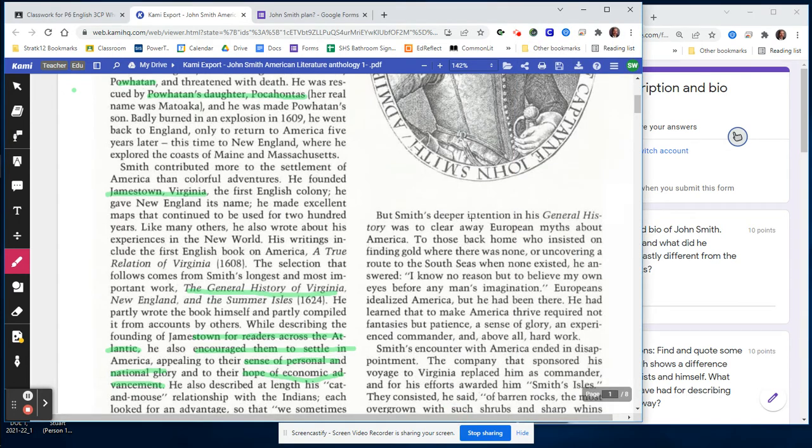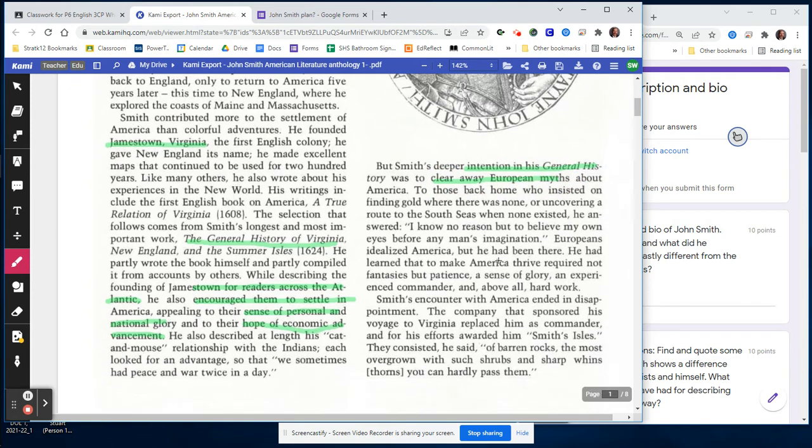But Smith's deeper intention in his general history was to clear away European myths about America to those back home who insisted on finding gold where there was none, or uncovering a route to the South Seas where none exist. He answered, I know no reason but to believe my own eyes before any man's imagination. Europeans idealized America, but he had been there. He had learned to make America thrive required not fantasies, but patience, a sense of glory, an experienced commander, and above all, hard work. Smith's encounter with America ended in disappointment. The company that sponsored his voyage to Virginia replaced him as commander, and for his efforts awarded him Smith's Isles.